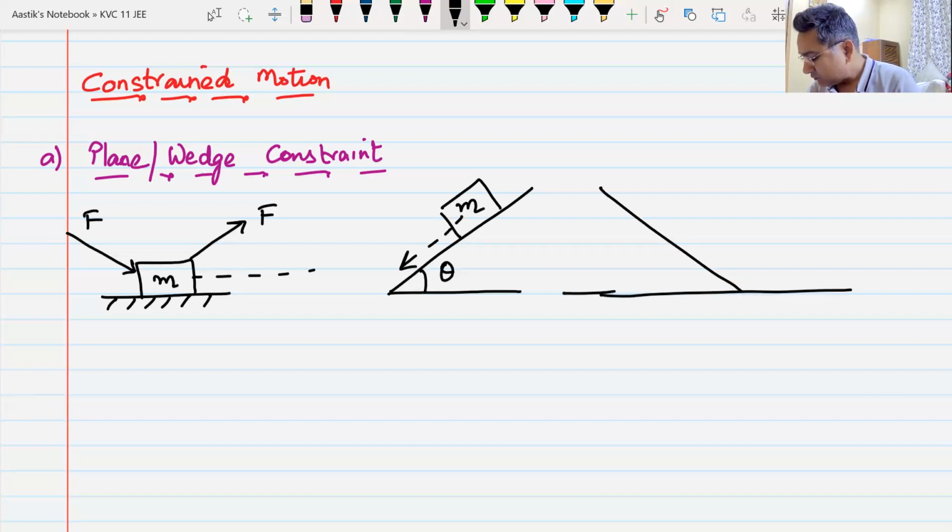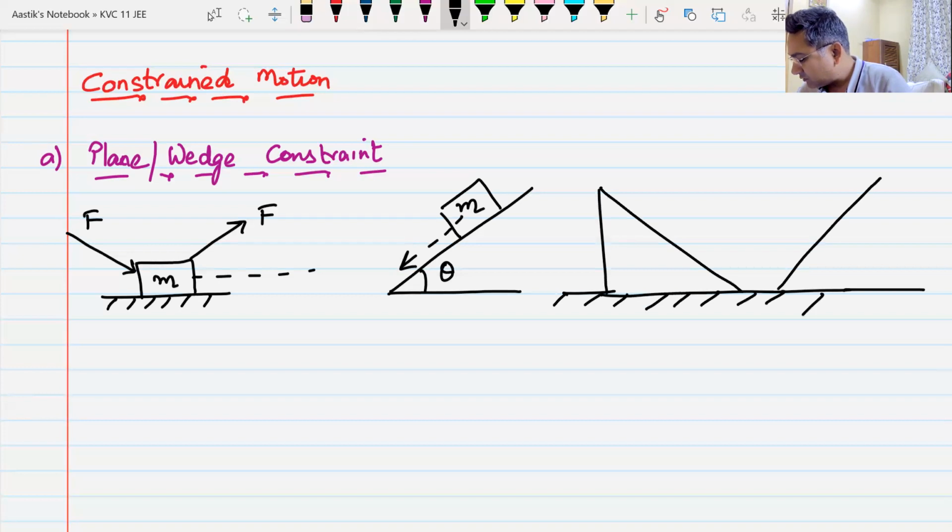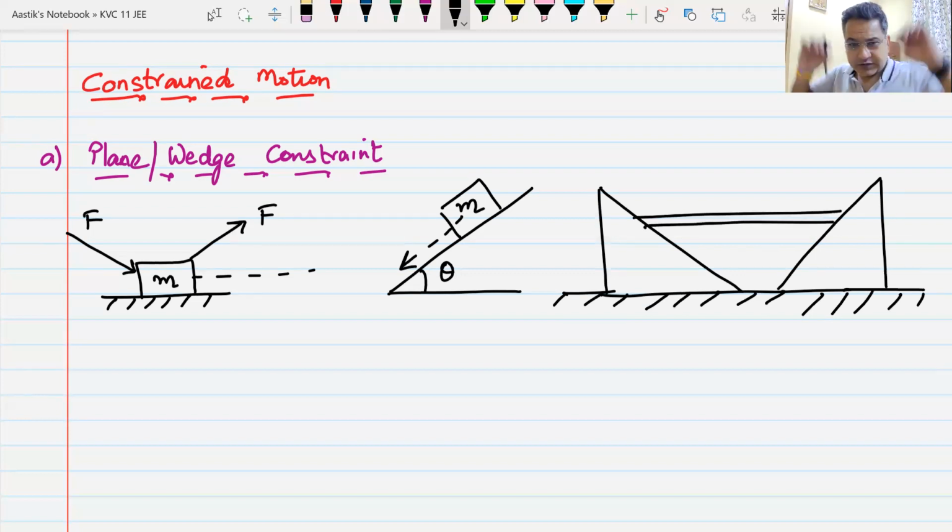For example, this is ground. This is a wedge which is kept on a ground. This is another triangular wedge kept on a ground. Now these wedges can move. They are not fixed. Now I have one rod kept like this in contact with these wedges. There is no friction anywhere. And I leave this system. Can it move in any random direction?